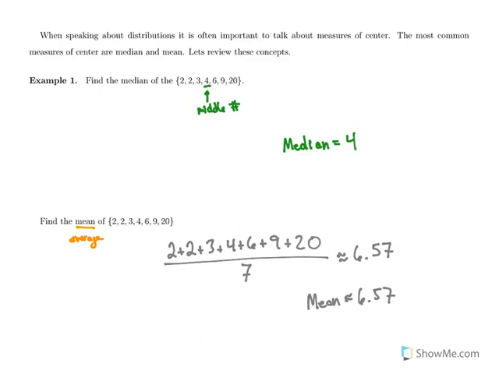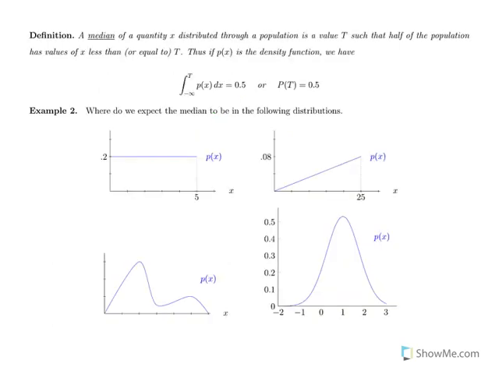So now let's talk about mean and median in terms of a distribution. We're going to talk about a lot of numbers. In fact, we may be thinking about an infinite amount of numbers. So a median of a quantity X distributed through a population is a value capital T, such that half of the population has value of X less than or equal to T. So again, this is our idea of the middle number. T is going to be our median. And that means that half the population will be above T and half will be below T.